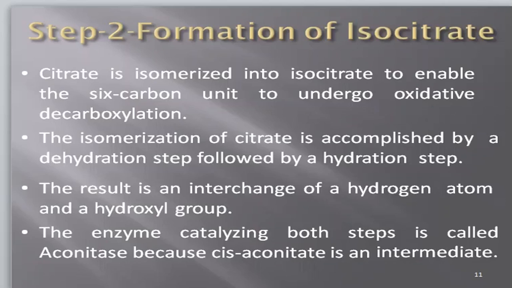The second step starts with dehydration, removal of a water molecule, followed by a hydration step. The result is an interchange of a hydrogen atom and a hydroxyl group. In the structure of citrate, we see the interchange of the hydrogen atom and hydroxyl group. They interchange their positions between the second and third carbons of the citric acid molecule to favor the further chemical reactions in the citric acid cycle. The enzyme catalyzing these steps is called aconitase.